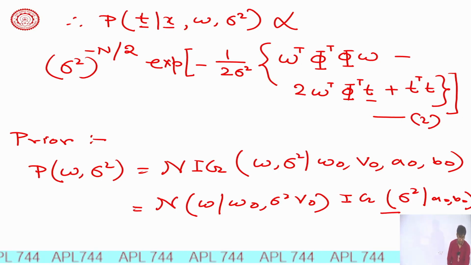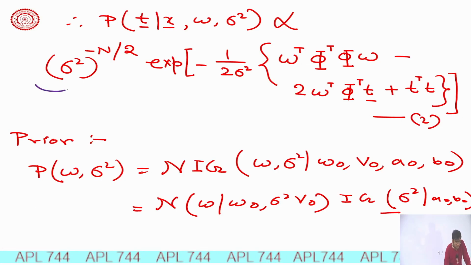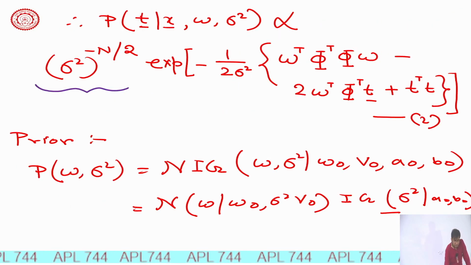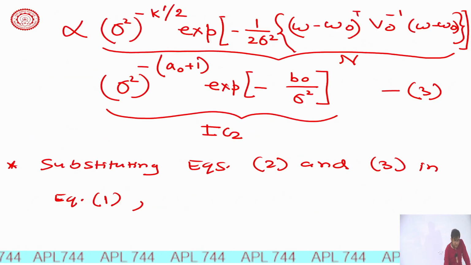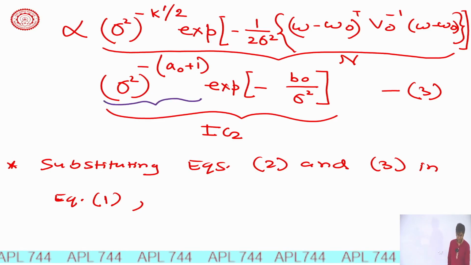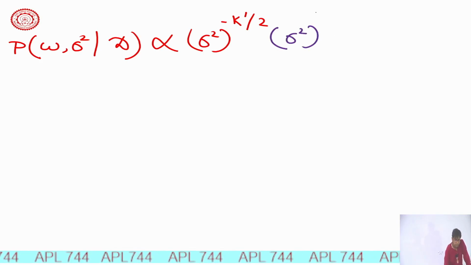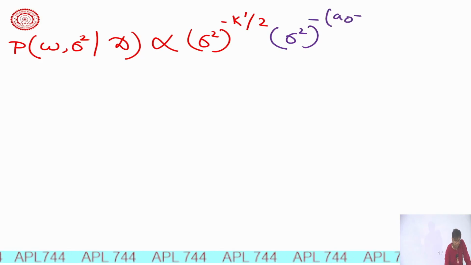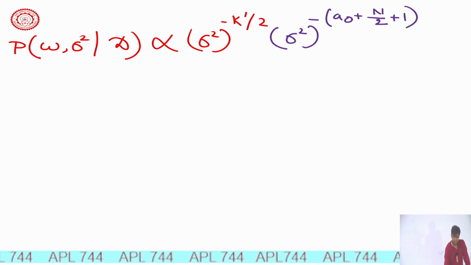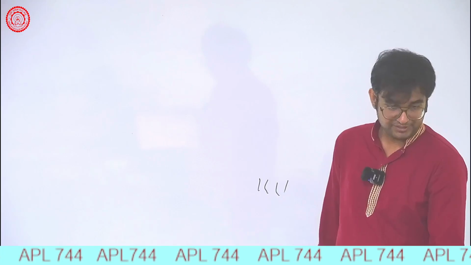Okay. So I am basically combining sigma square to the power minus n by 2 along with sigma square to the power minus a naught plus 1. This two part I am combining, and that will give me sigma square to the power minus a naught plus n by 2 plus 1. Okay, clear what I have done? And then what is remaining?